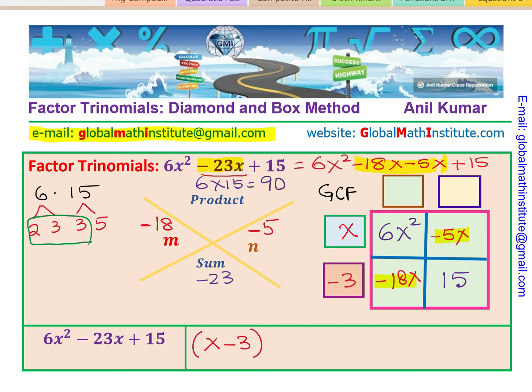Perfect. Now let's look into the column, 6x squared minus 18x. 6x is common. The second column, minus 5x and 15, we will take minus 5 as a common factor. That gives us the second factor, which is 6x minus 5. With that, we complete our factorization using the diamond and box method. Do you see how beautifully it has been done? Very easily. Perfect. Any doubts?